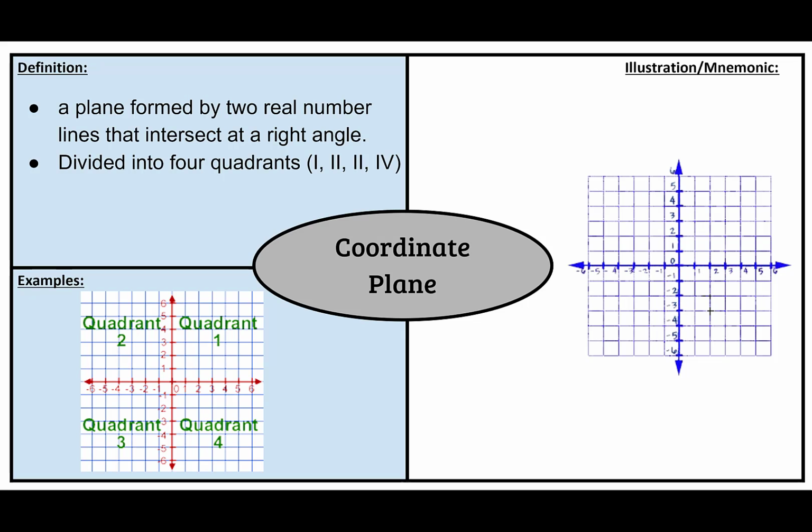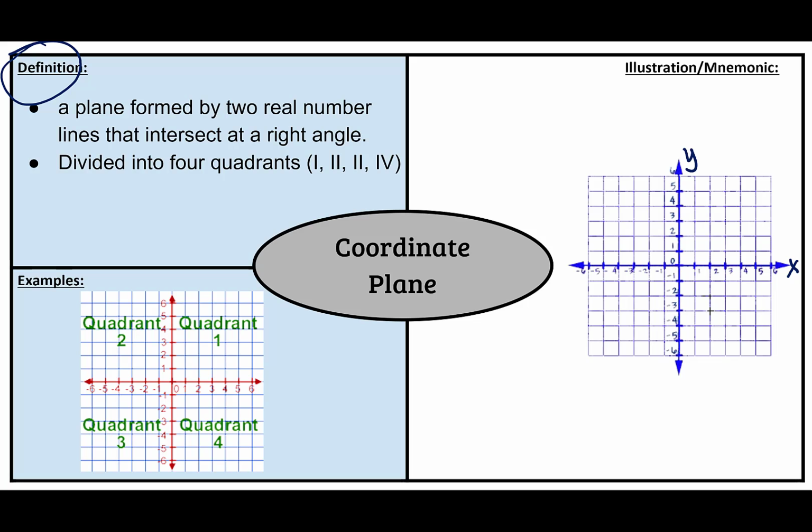So what is the coordinate plane? If we look at the definition, it is a plane formed by two real number lines that intersect at a right angle. Those two real number lines are called the x and the y axis. If you look over here in the illustration and mnemonic section, the x-axis runs horizontally and the y-axis runs vertically up and down. So those two real number lines intersect at a right angle, a 90-degree angle.